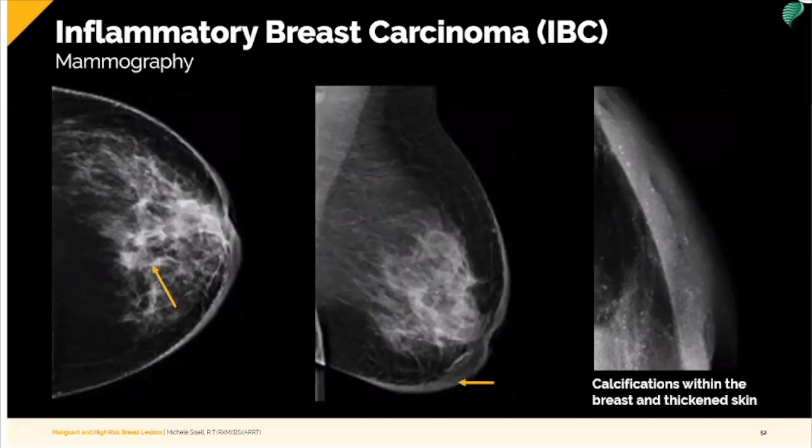This is an example of a patient who was diagnosed with inflammatory breast cancer and had a mammogram. The interpreting radiologist reported thickened skin and increased density when compared to other areas of the breast in prior studies.